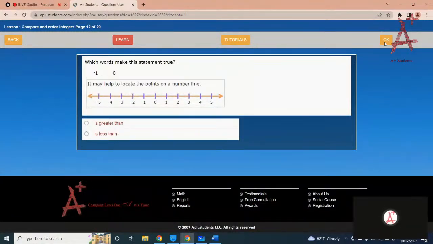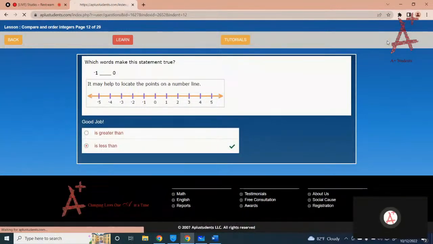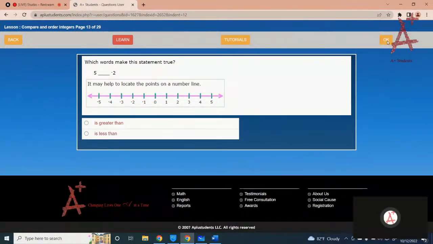Which word makes the statement true? Negative 1 is greater than 0 or less than 0? Negative 1 is less than 0 because all negative numbers are smaller than 0. Got it? Yes, very good. It is less.